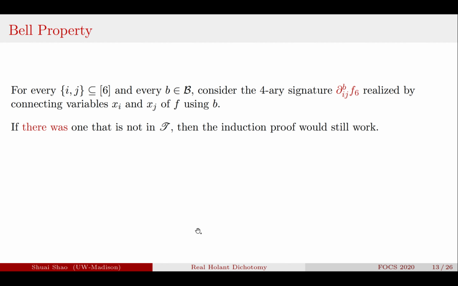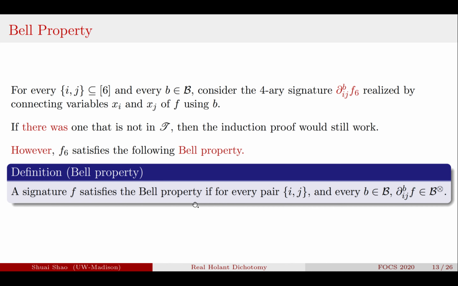Well, if we could realize a signature of arity 4 that is not in T by merging gadgets using binary signatures, then we will be done because we still reduce to the base case. However, we can show that this signature f sub 6 satisfies the following Bell property.